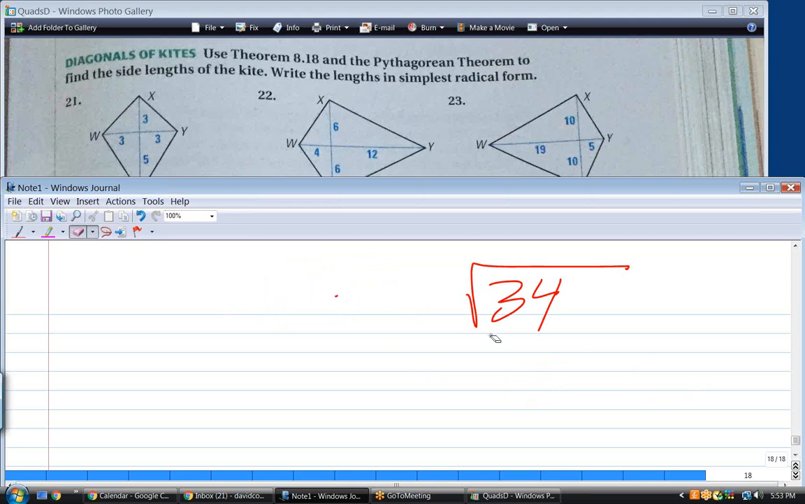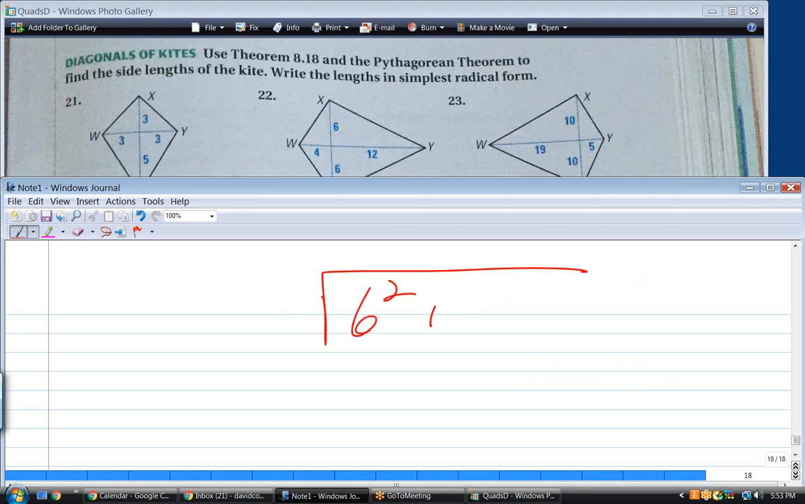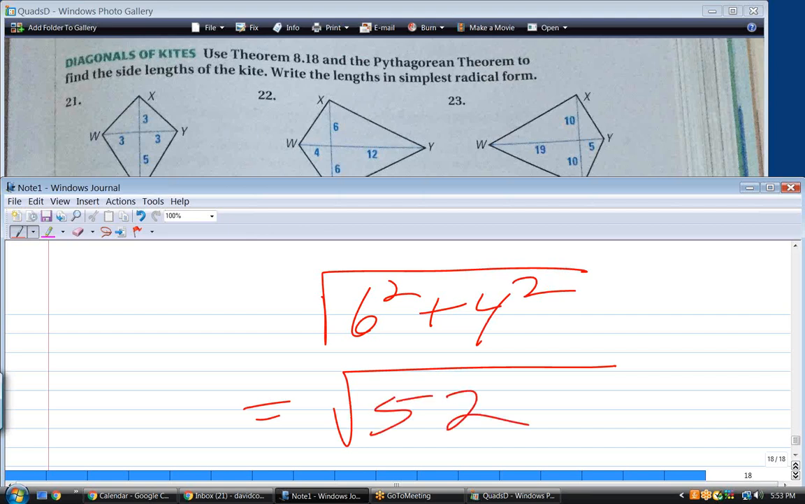You don't want to give this as the answer. That's more complicated, two terms instead of one. The only time you simplify a radical is if you can pull out a whole number. Okay, so what is this side, WX? WX would be the square root of 6 squared plus 4 squared, and then that would be the square root of 36 plus 16. Is that simplifiable?